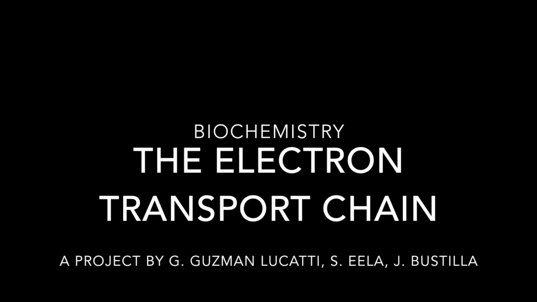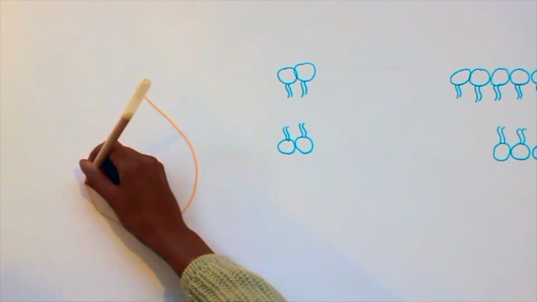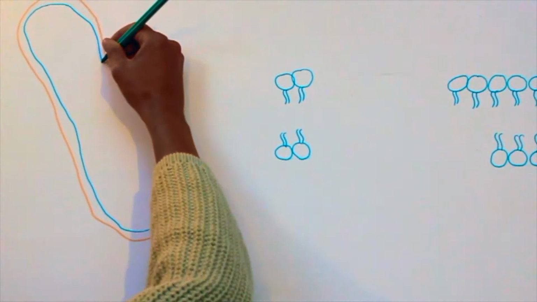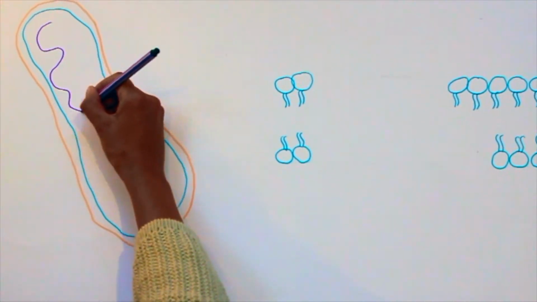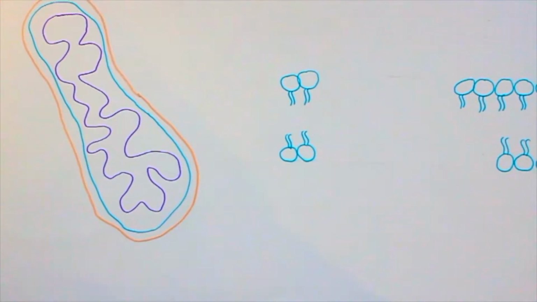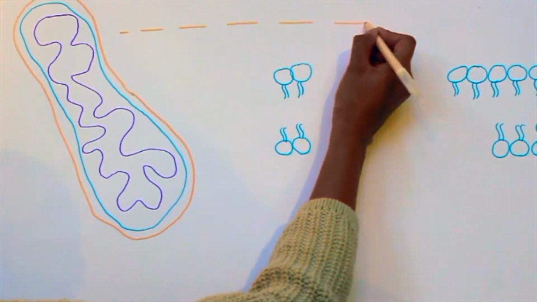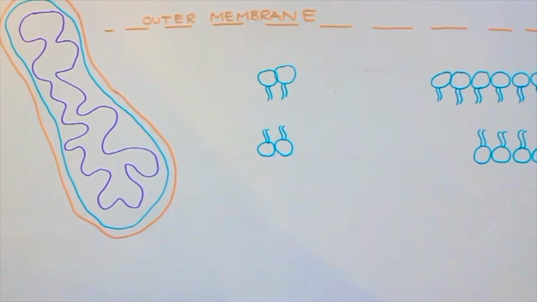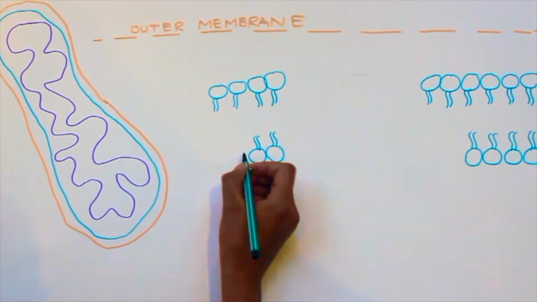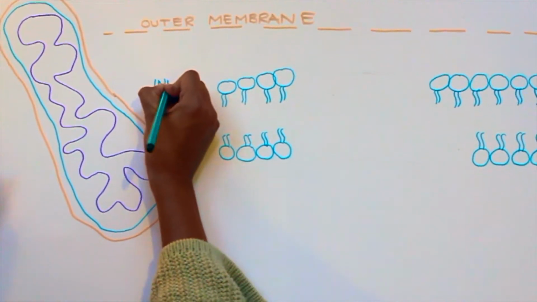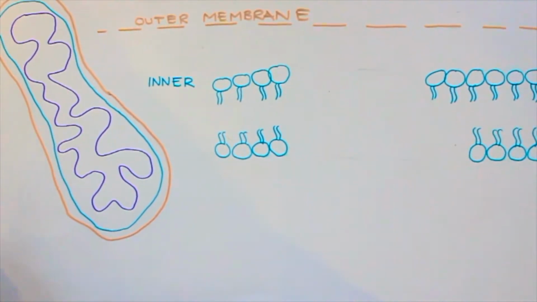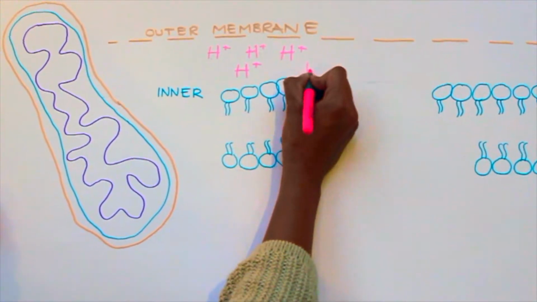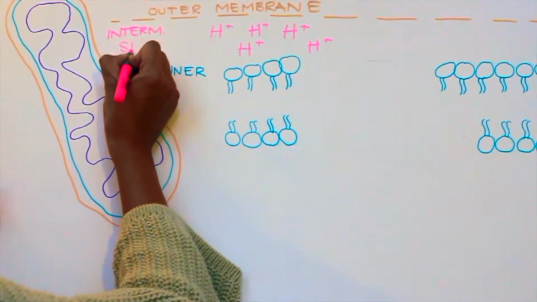The electron transport chain occurs in the mitochondria, the powerhouse of the cell, composed of an outer membrane and an inner membrane. Inside this, there is a space, inside this purple line, called the matrix. The outer mitochondrial membrane is porous and is permeable to small molecules. The inner membrane, on the other hand, is composed of a phospholipid bilayer, which makes it impermeable to small molecules and ions, including protons. This creates a space between the two called the intermembrane space.